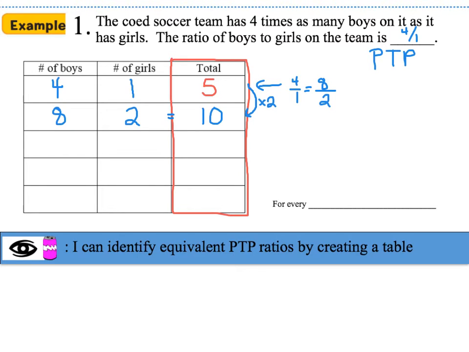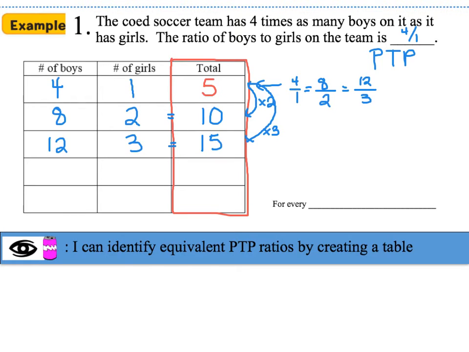But what happens if you wanted to scale forward again and you want to multiply this by 3? So if I multiply the number of boys by 3, I would get 12. And if I multiply the number of girls by 3, I would get 3. If I multiply the total amount by 3, I would get 15. Notice that if I add 12 plus 3, I still get 15 here. So another ratio that I could have would be 12 boys over 3 girls.